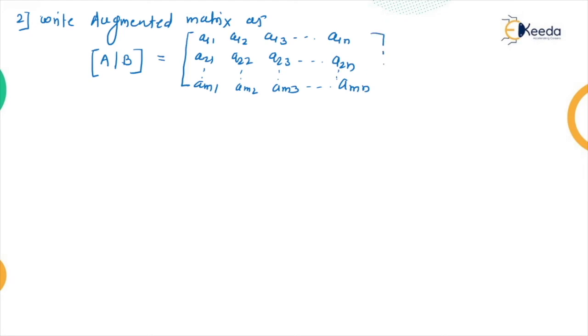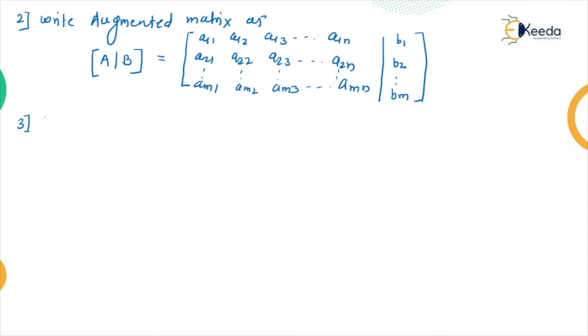So the augmented matrix is the combination of matrix A and matrix B. Matrix B is written as B1, B2 and so on up to Bm, because there are m equations. This is the augmented matrix AB. Now we have to do step number 3.